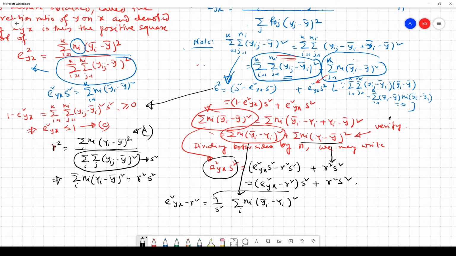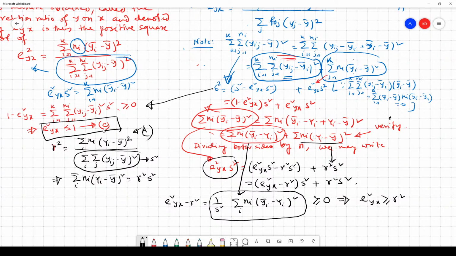If you look at the right hand side of e square yx minus r square, this is a sum of squares, so it is always positive, so it is greater than or equal to 0. This means e square yx is greater than or equal to r square. We already got e square yx less than or equal to 1. So combining C and D, we see that r square is less than or equal to e square yx, which is less than or equal to 1.